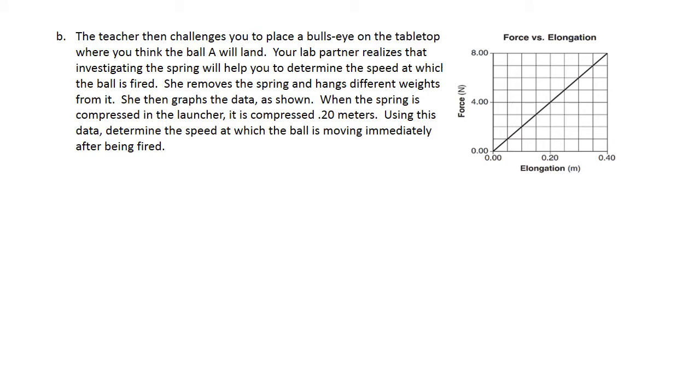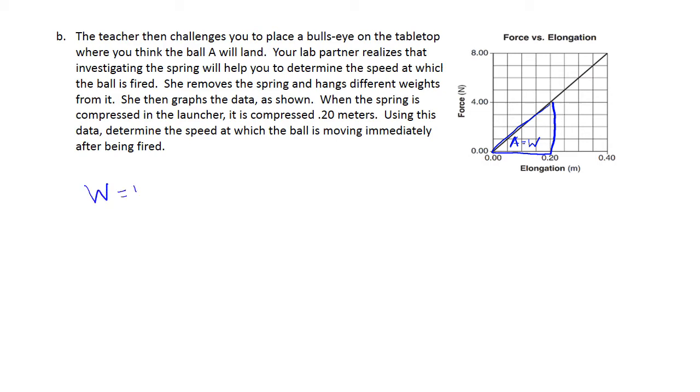In part B, we want to figure out how fast the ball is going to be fired. To do this, I can think of two ways. First, I thought, if I take the area under the graph for the 0.2 meters that the spring is compressed, then I'll know the work done on the spring, which will become the potential energy stored in the spring, which will become the kinetic energy of the ball, and I can calculate the speed. So the area here is what I'm going to find. It's going to equal the work.